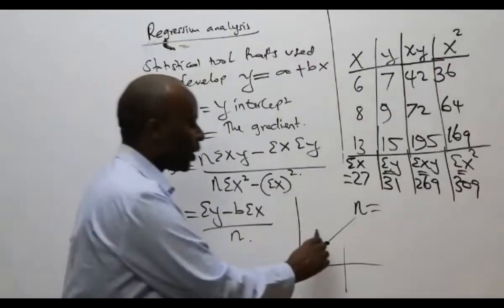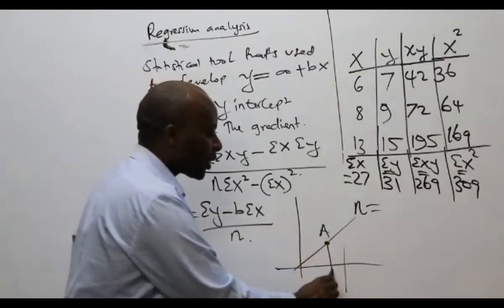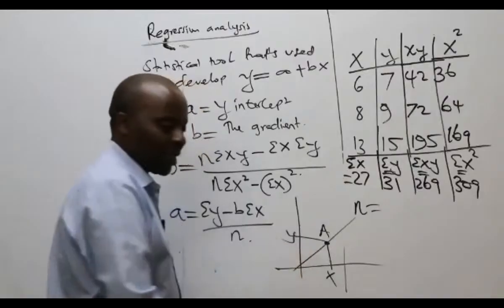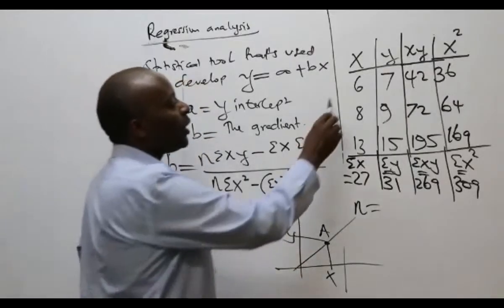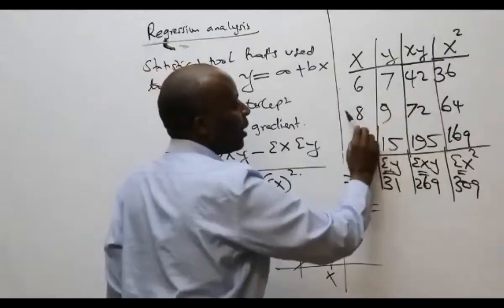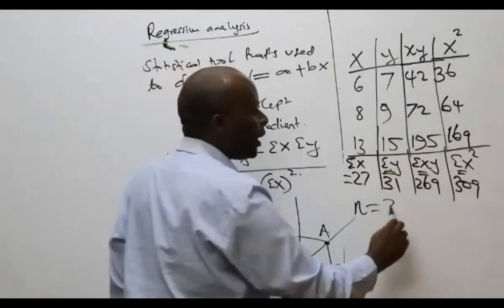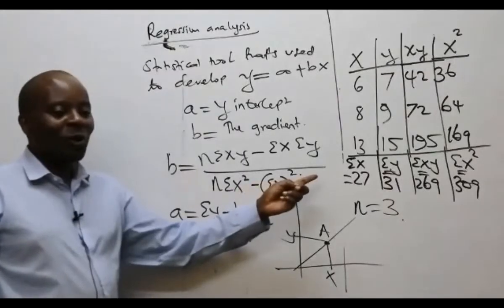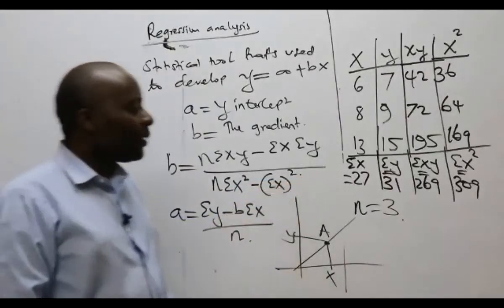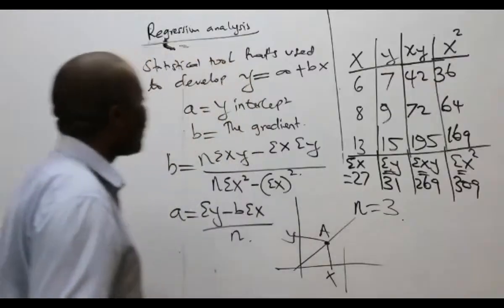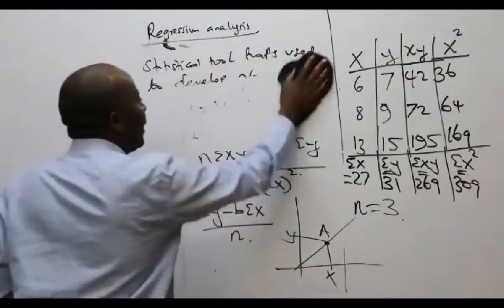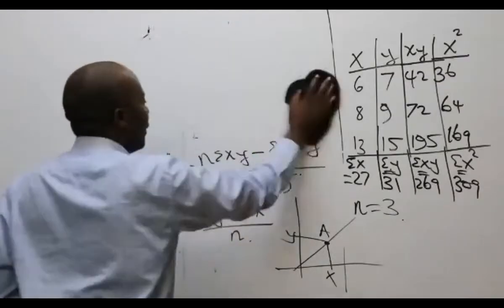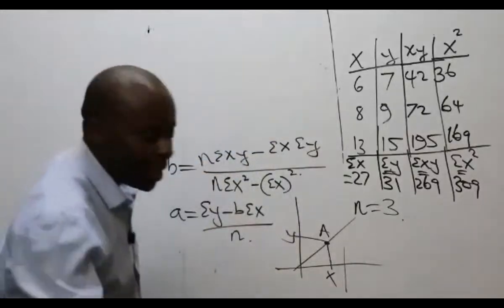If this is, ladies and gentlemen, point A, it has got an x coordinate and a y coordinate. So when you see this xy, like this is point number 1, point number 2, point number 3, they are correct. n is 3. Please don't count the totals. The next thing, of course, now is to plug in the values that we have in the formula.